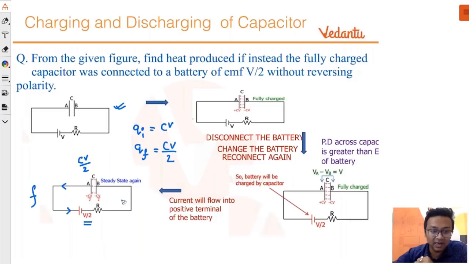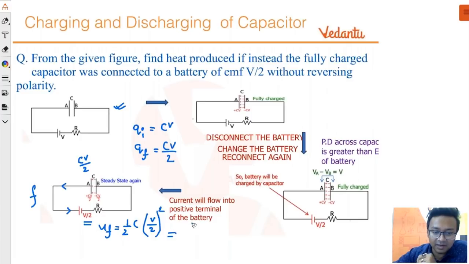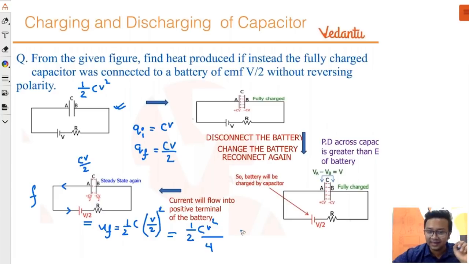What is the final energy stored in the capacitor? Let's get back to the last slide. So U final, if you see here, is half C, and the voltage is V by 2 whole square. If I put this together, this becomes 1 divided by 2 CV square upon 4. And what is my initial energy? Half CV square. That was my initial energy stored in the capacitor.